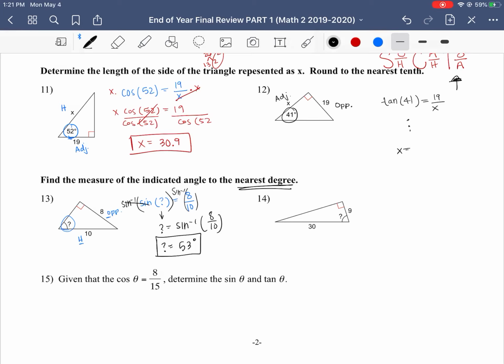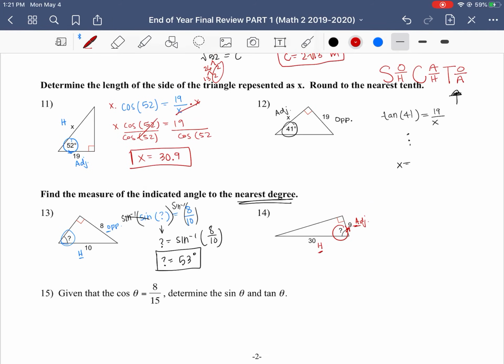Okay, again, 14, similar idea, just look at the components that are given to you. So you're solving for this angle, and it looks like, again, you have the hypotenuse, but this time you have the leg next to the angle you want to find, so that's the adjacent leg. So A and H, if we look at our SOHCAHTOA here, we're looking again at A and H, which is cosine. So this time you're going to say the cosine of the question mark would be equal to 9 over 30, and then go ahead and solve for the angle there.